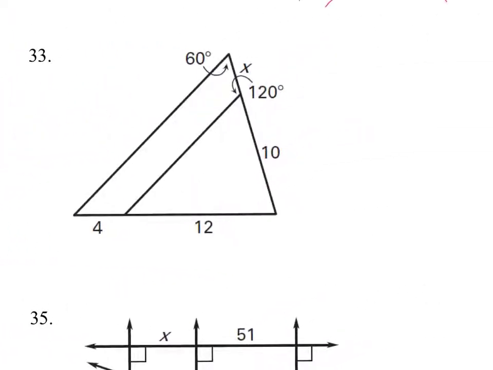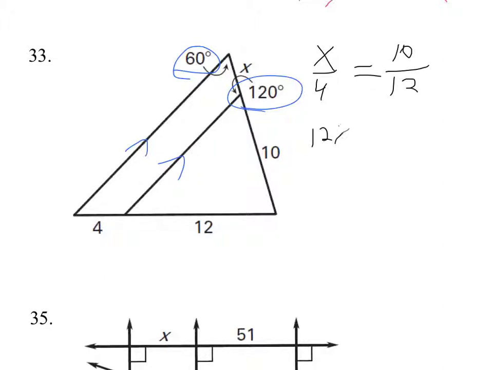Number 33 is set up very similarly. Notice that 60 and 120 add up to 180. So again, that's telling you these lines are parallel. Maybe this one I'll set up a little bit differently. Maybe I'll do x over 4 equals 10 over 12.